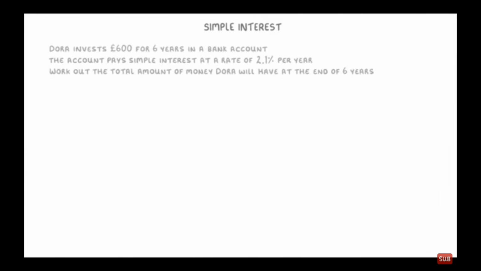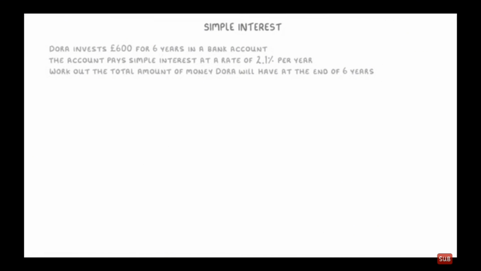Let's try another one, and give the video a pause if you want to give it a go first. So in this question, we're told that Dora invests £600 for 6 years in a bank account, and that the account pays simple interest at a rate of 2.1% per year. Our job is to work out the total amount of money that she'll have at the end of the 6 years.